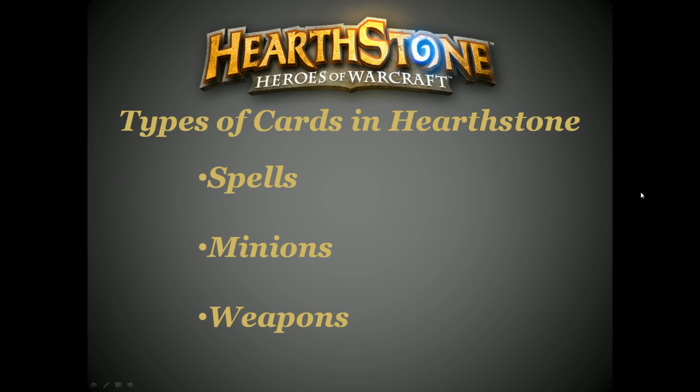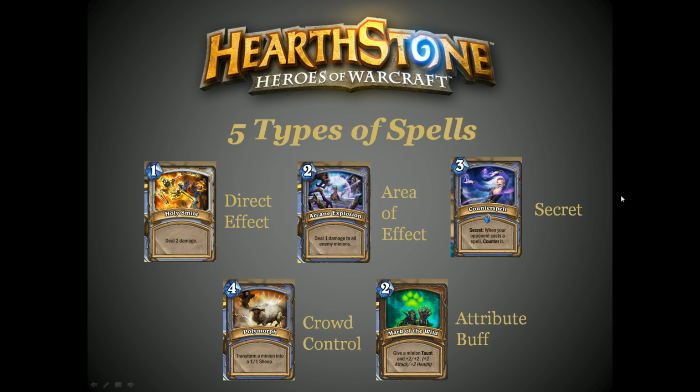In Hearthstone there are three different types of cards that can be played. There are spells, minions, and weapons. There are 5 different types of spells that can be found within the game, ranging from direct effect spells, area of effect, secrets, crowd control, and attribute buffs, or just buff cards.